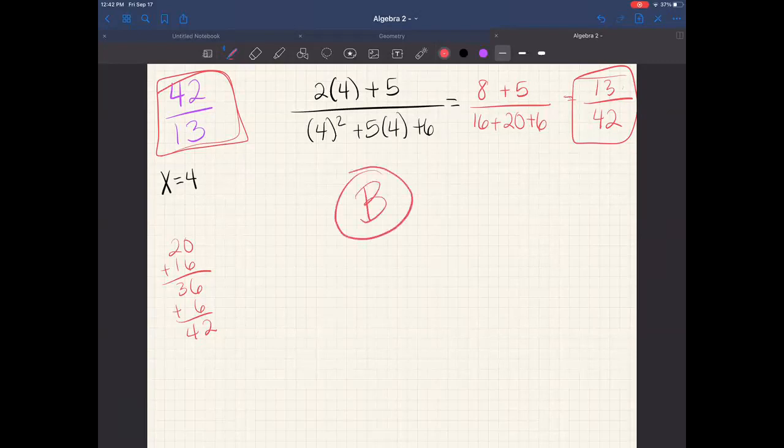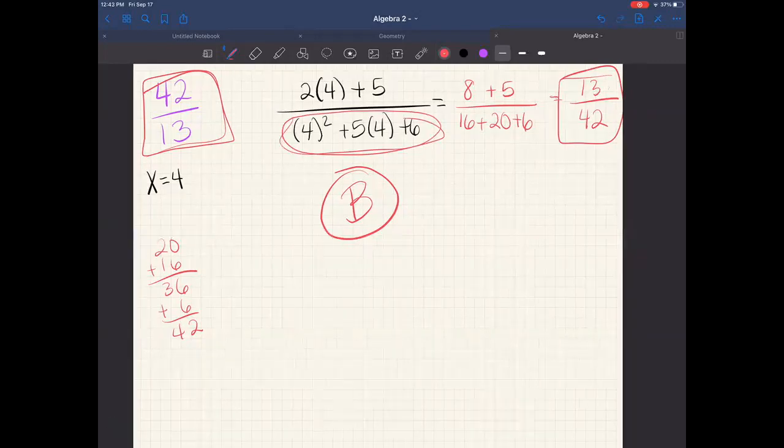You can also, when you look at the options, figure out that denominator, right? 2x plus 5. That's easy to do mentally. 2 times 4 is 8. 8 plus 5 is 13. So you don't even have to deal with this polynomial here. You could just look at the denominator, figure out it's 13, and go from there. Yes? We're good? We are moving on.